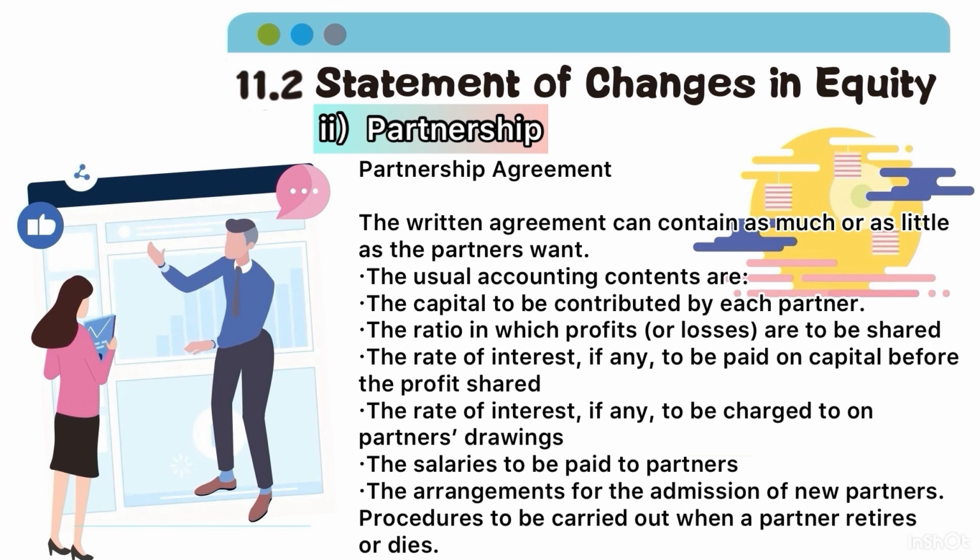4. The rate of interest, if any, to be charged on partners' drawings. 5. The salaries to be paid to partners. 6. The arrangements for the admission of new partners. 7. Procedures to be carried out when a partner retires or dies.